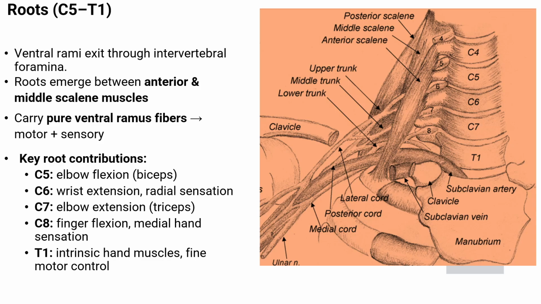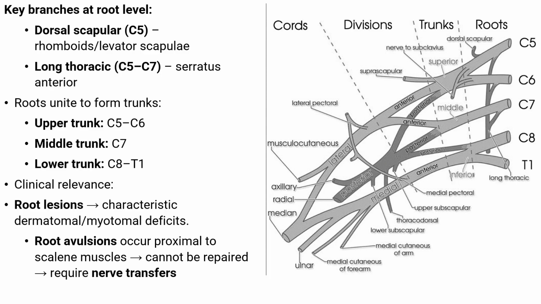Clinically, root injuries produce predictable patterns of weakness or numbness, and avulsions require nerve transfers since they cannot be directly repaired. At the root level, key branches arise early, including the dorsal scapular nerve to the rhomboids and levator scapulae, and the long thoracic nerve to the serratus anterior.